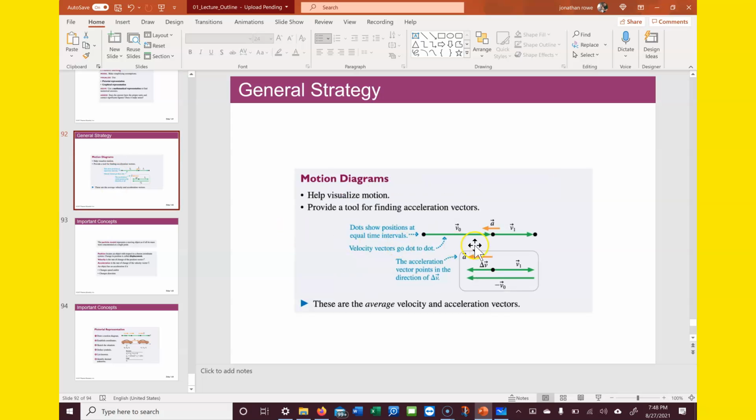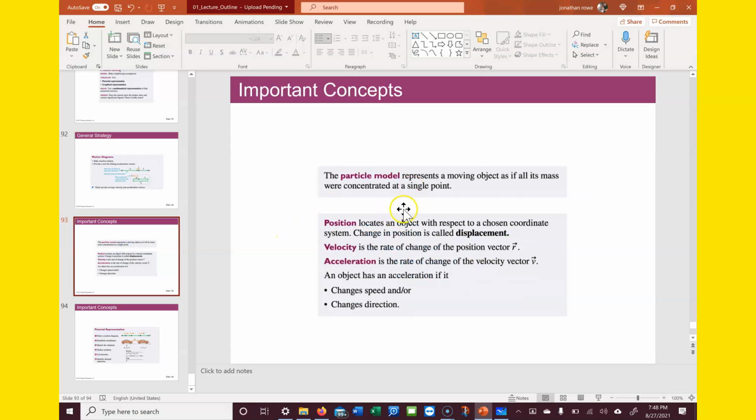Motion diagrams, we talked about those. Little summary of that. You can feel free to pause and read that. The particle model, where we just represent the object as a single point. And we're talking about position, velocity, and acceleration. Position locates an object with respect to a chosen coordinate system. The change in position, remember, is called displacement. Average velocity is the displacement over time. It's a change in position over the change in time.